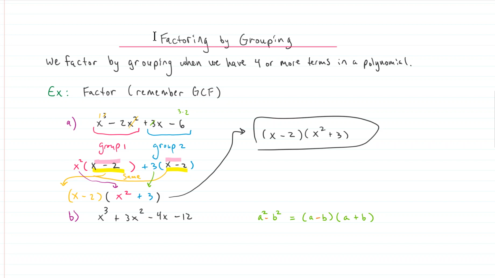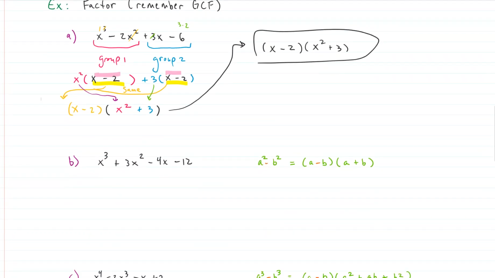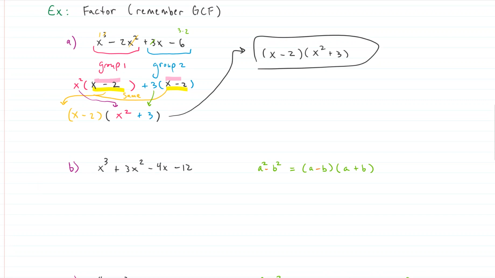So that's fantastic. Let's give ourselves a little more room down here for B. And let's start with B. All right, so example B is x cubed plus 3x squared minus 4x minus 12. So let's just go with the easy option, and let's just call it G1 for short. The first 2 will be group 1, and the second 2 will be group 2.